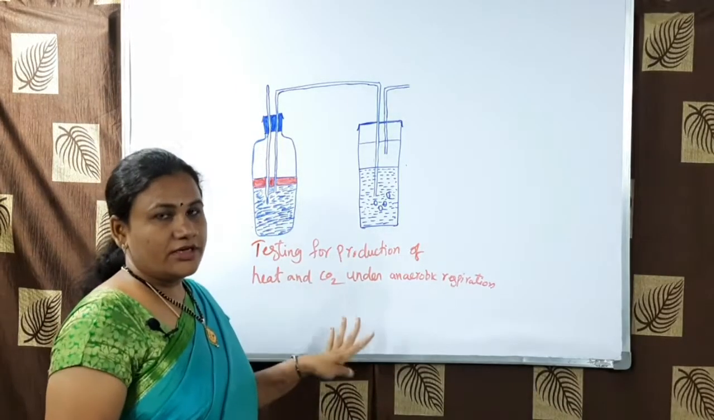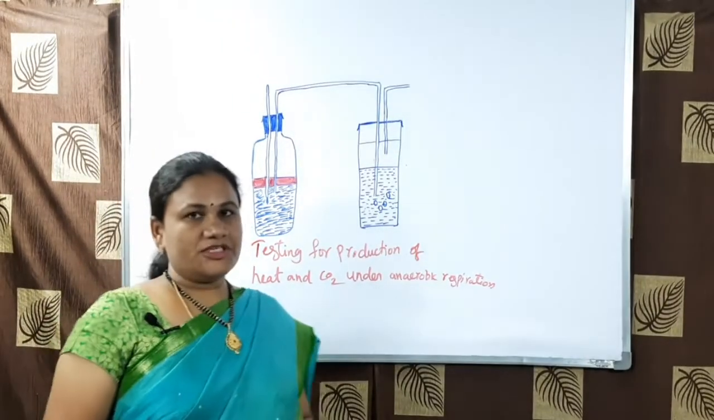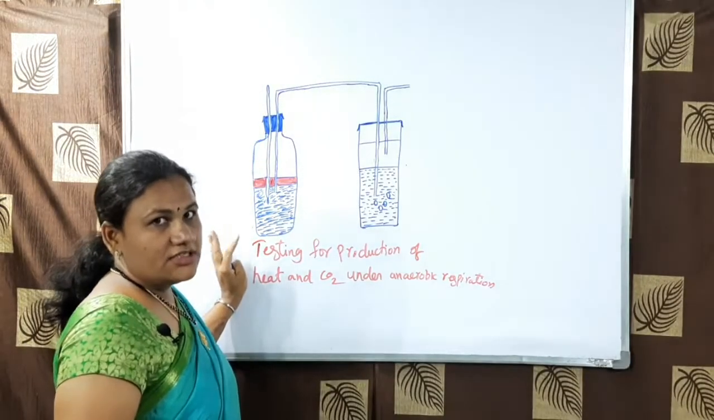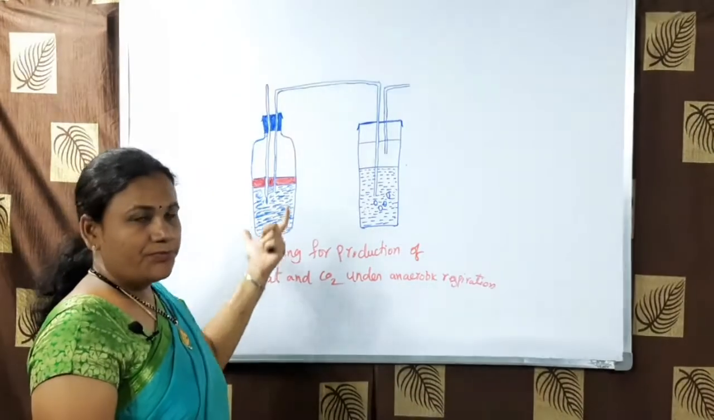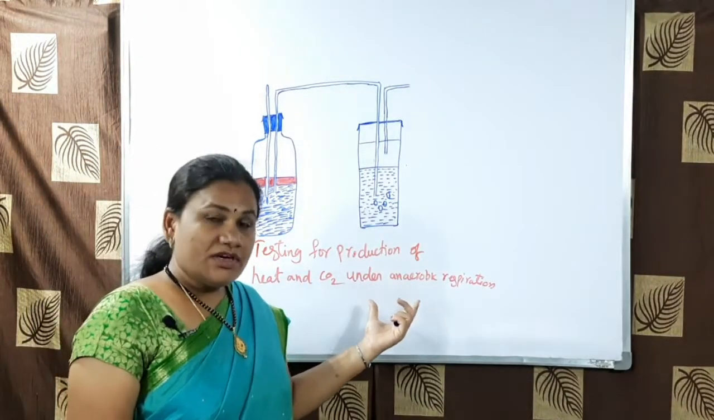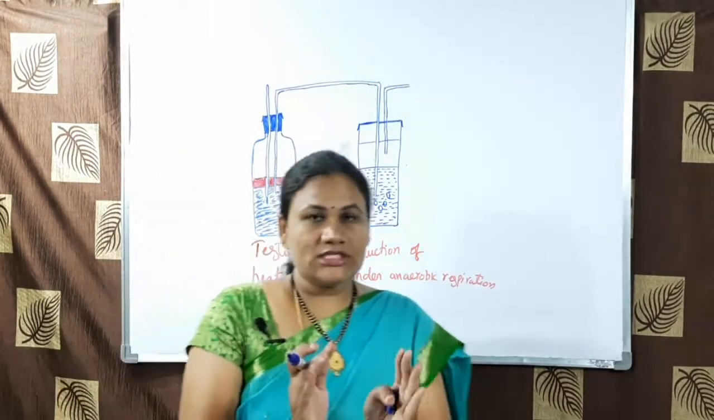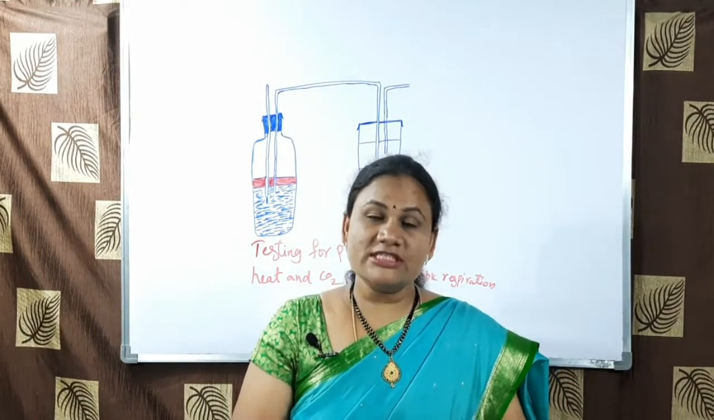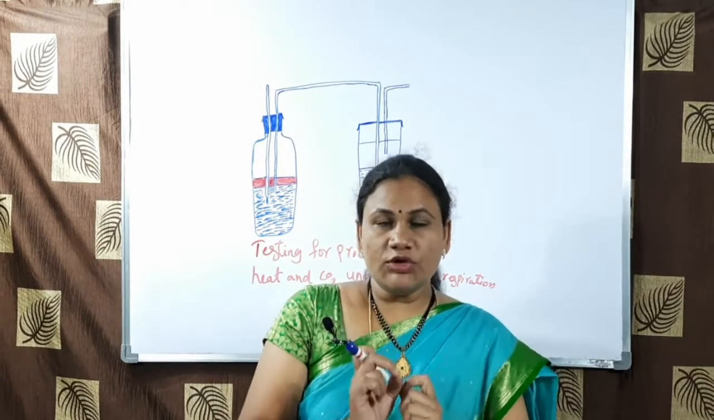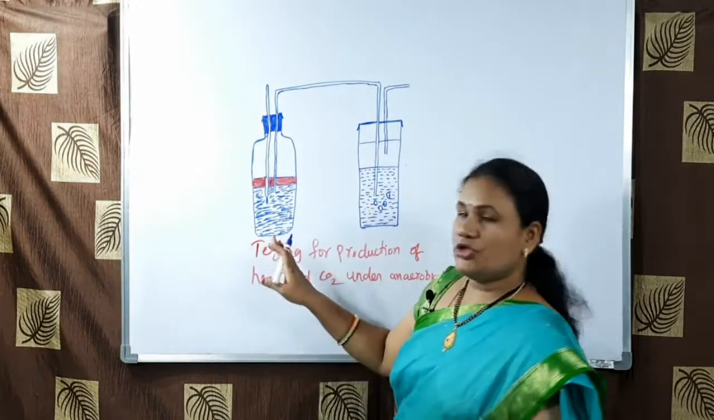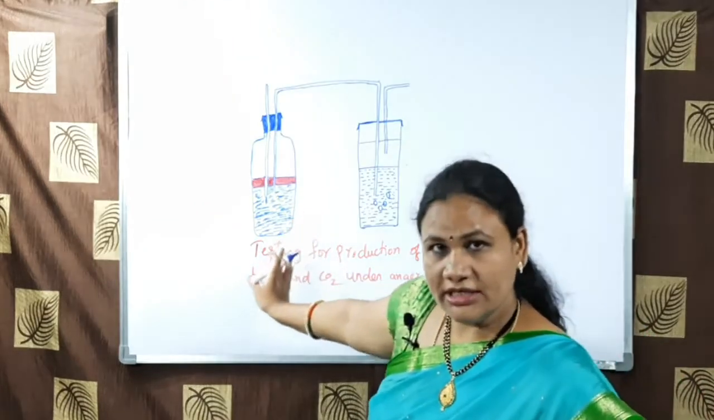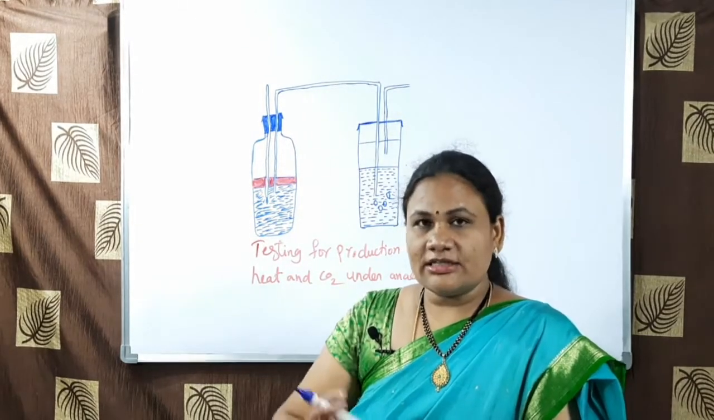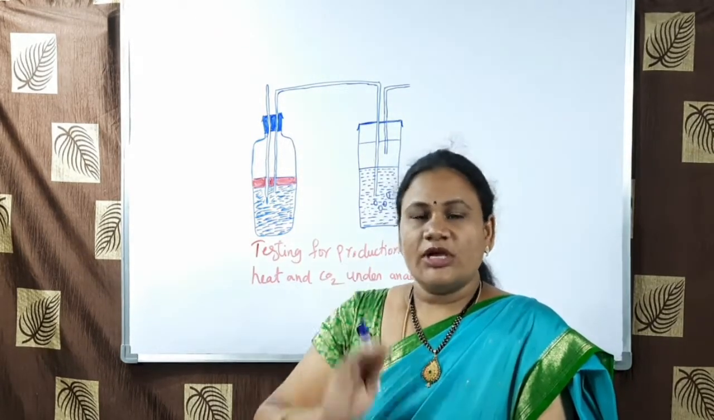So this is the setup for testing anaerobic respiration. As shown in the figure, arrange all the apparatus. For this activity, we should take glucose solution in this glass jar. As we are conducting anaerobic respiration, first of all, we should remove oxygen. Why? Because anaerobic respiration takes place in the absence of oxygen. So to remove oxygen from the glucose solution, first of all, we should boil the glucose solution up to 37 degrees. As a result, the oxygen from the glucose solution is removed.